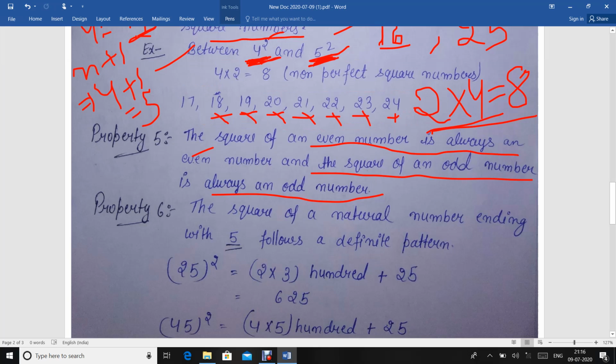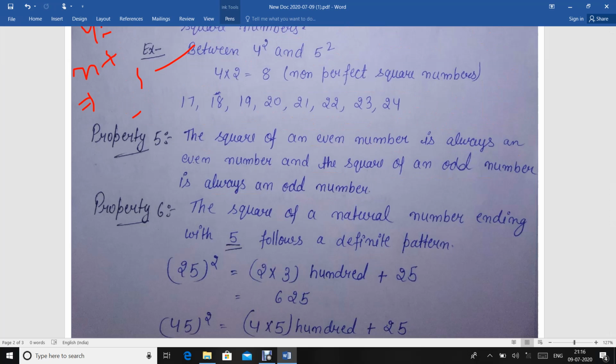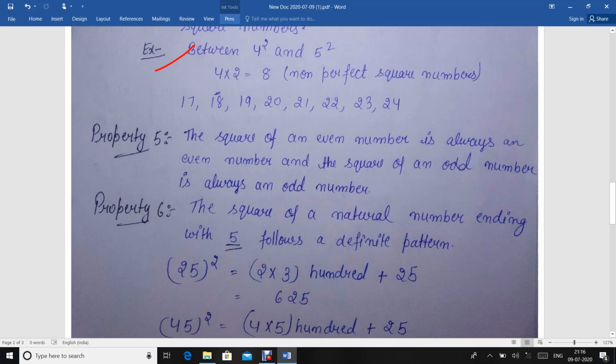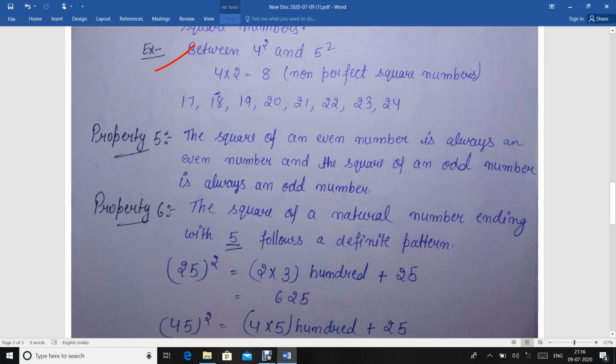2 is an even number, also 4 is an even number. If you have 3 and you have to do the square of 3, then the square of 3 is 9. You know that square of 3 is 9 and 3 is an odd number, also 9 is an odd number. So it is simple that the square of an even number is always an even number and the square of an odd number is always an odd number.